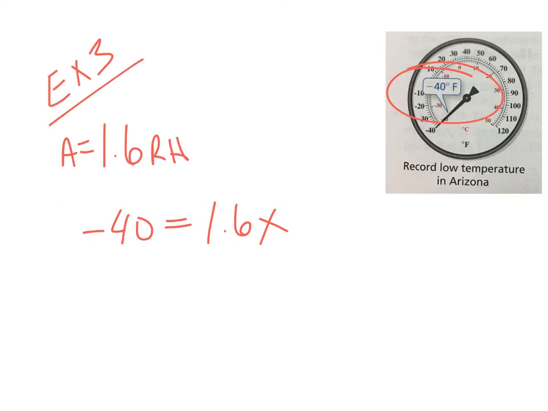So now can I solve for the temperature in Rhode Island? Yes. What do we do? It's multiply. It is multiply, so what's the opposite of that? Divide. So we're going to divide by 1.6. So what is negative 40 divided by 1.6? We cancel out the 1.6 on the right.